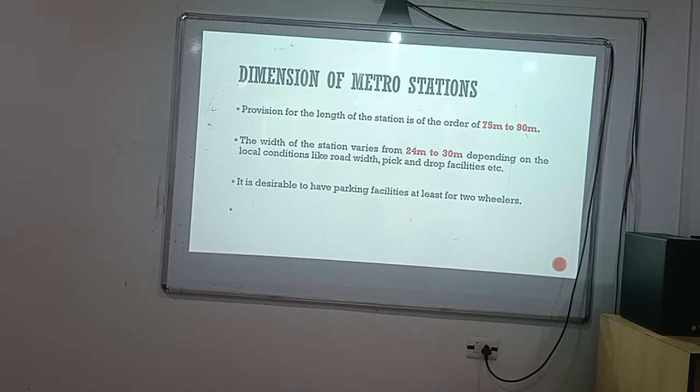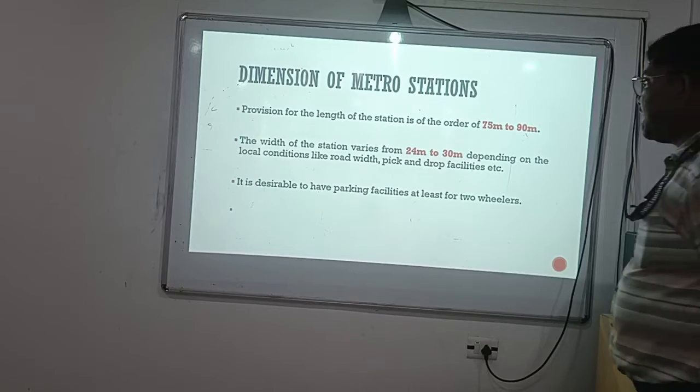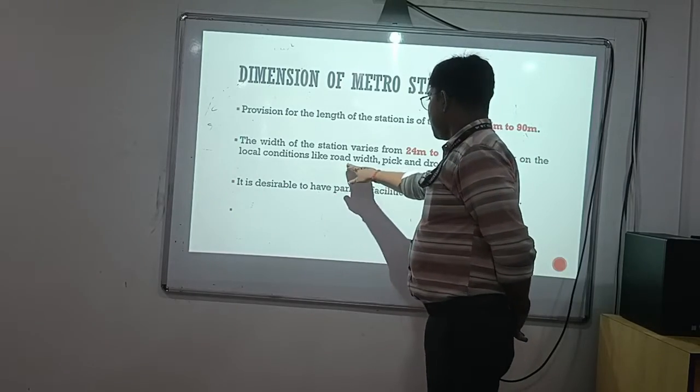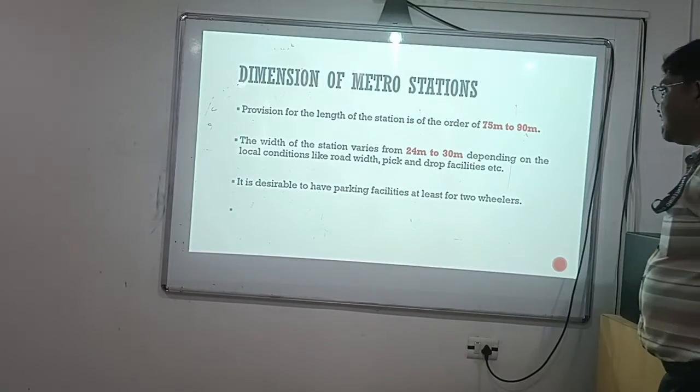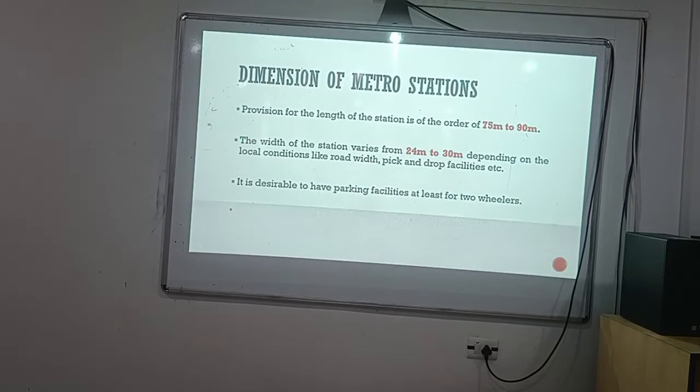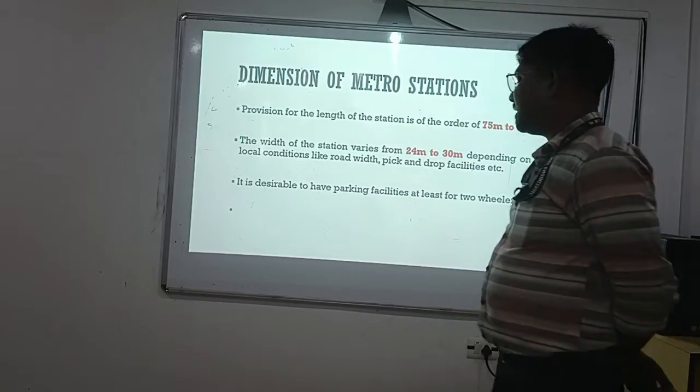The width of the metro station, also a general provision, varies from 24 meters to 30 meters depending on local conditions, like road width, peak and drop facilities, etc. That means if the road width is greater and peak and drop facilities will be provided with the metro station, then the higher range of width should be adopted.